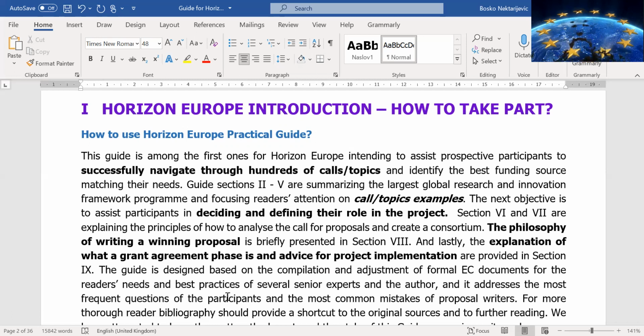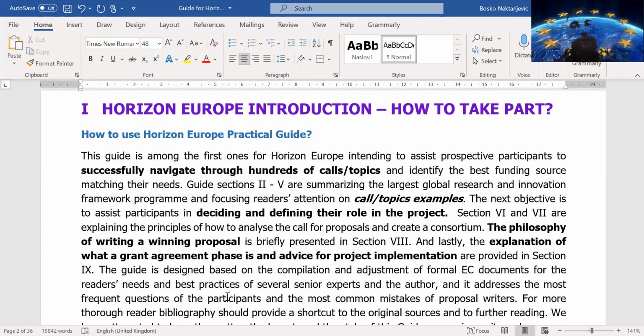The next objective is to assist participants in deciding and defining their role in the project. Later on, sections 6, 7, 8, and so on, they're explaining the principles on how to analyze the call for proposals and create a consortium. The philosophy of writing a winning proposal is briefly presented in section 8, and lastly, the explanation of what the grant agreement phase is and some advices for the project implementation are the last section, conclusion.